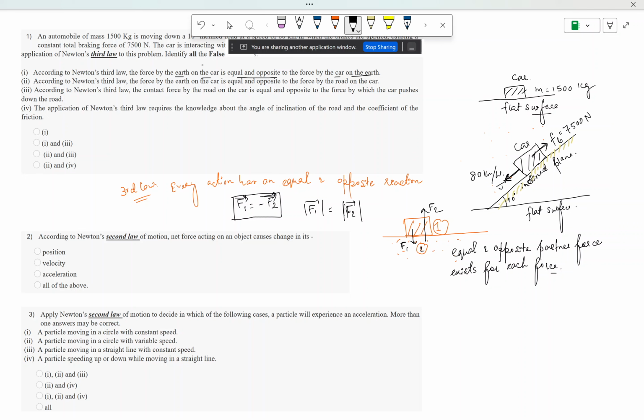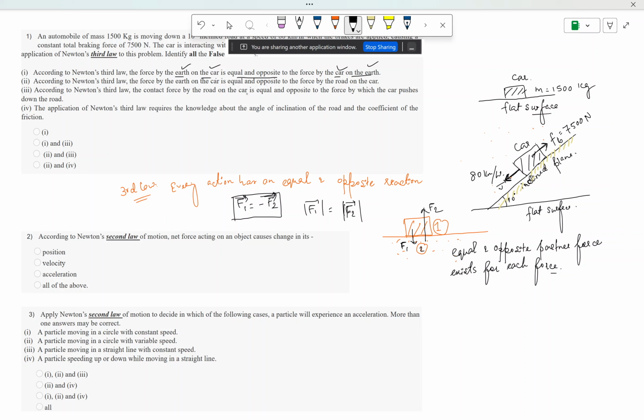Why? Because here the objects are the same in both cases. Earth and car, these are the two objects, right? Now they are saying that the earth is applying force on the car, and in the other case the car is applying force on the earth, and they are equal and opposite to each other. So that holds Newton's third law correct, because between two things, earth and car, the forces acting between them are partner forces, equal and opposite to each other. So this is true.